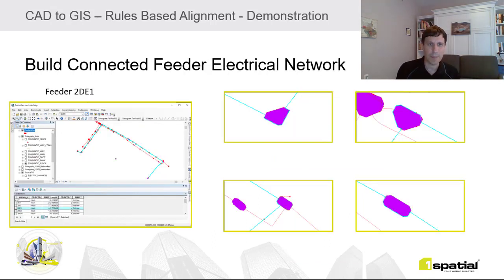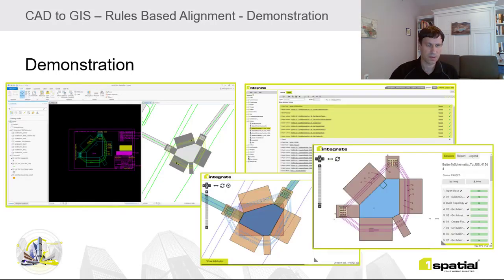The last step is to follow the electrical lines for each feeder as it moves through the manholes in order to build the entire feeder network. Let's now show you the demonstration of how we actually did all of this work on these individual drawings.